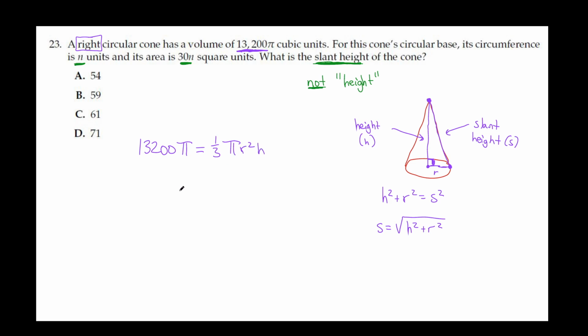So it looks a lot like the formula for the volume of a cylinder, but you have that 1/3 out in front. In this particular case, I might notice that the pi's are going to cancel. If I multiply both sides by 3 to get rid of this 1/3, I get 39,600 equals r squared times h. And this is progress, but it's not enough. I don't have the ability to solve for r or h just yet, so now I'm going to have to figure out a way to talk about the circumference and the area.